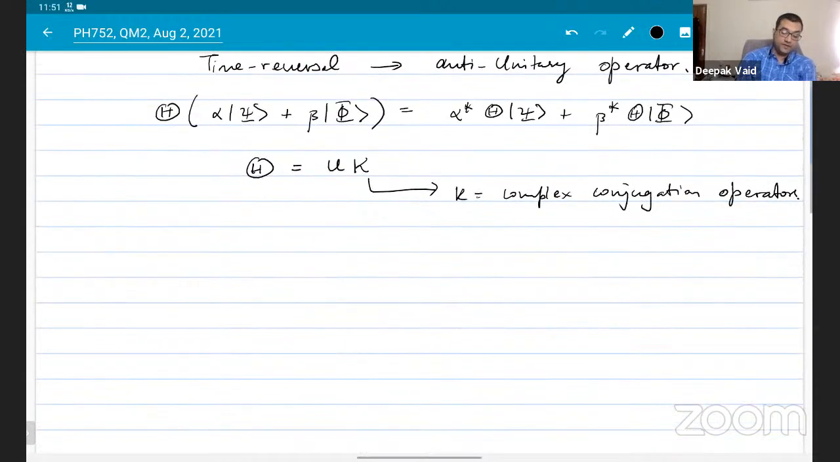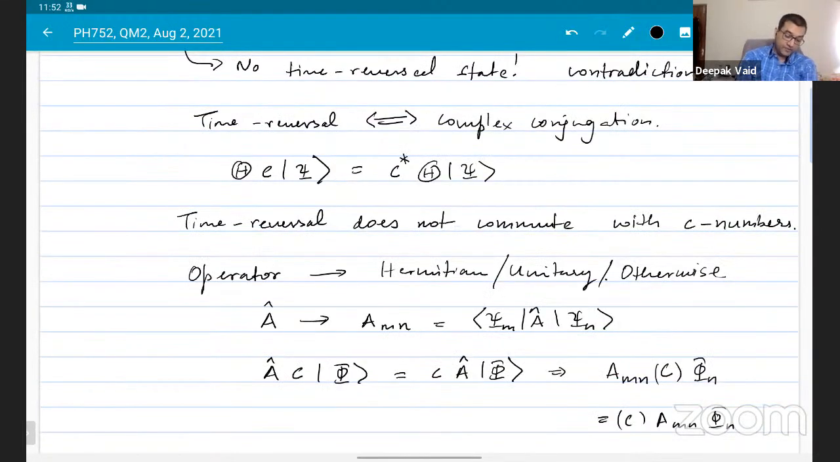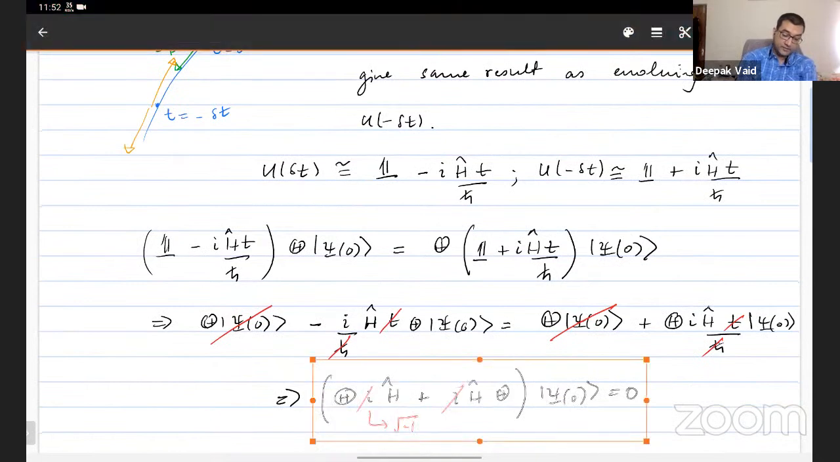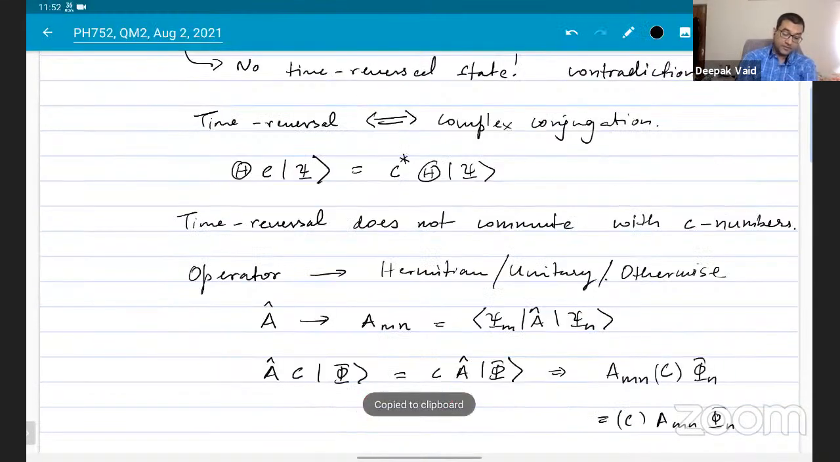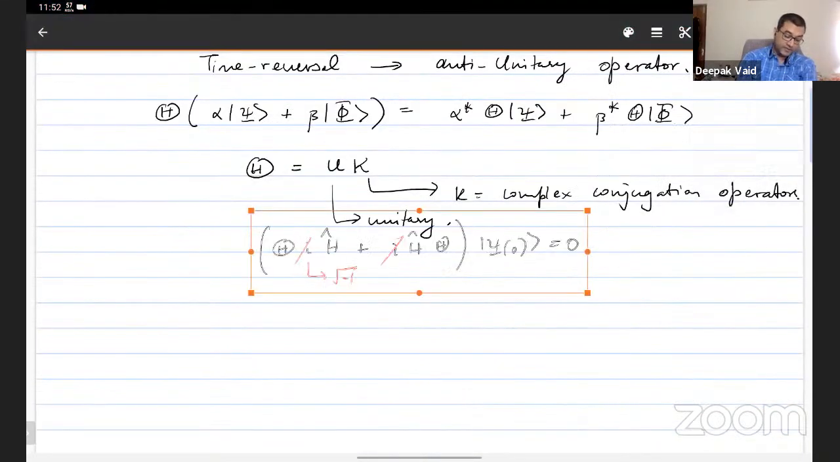Okay. So that means if you take, and what is U? U is some ordinary unitary operator. So if we make this assumption that this is true, then let's go back to our previous setup and look at it again.